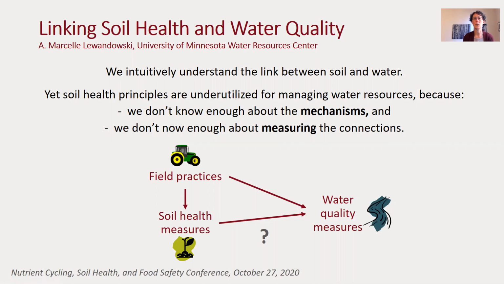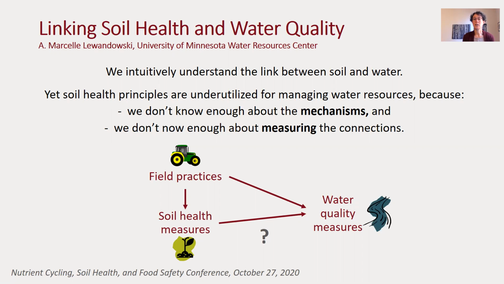First is we have only a weak understanding of the physical mechanisms and processes by which soil properties add up to water resource impacts. And secondly, we don't know real well how to measure or relate field properties and water resource properties and make those connections statistically, empirically.